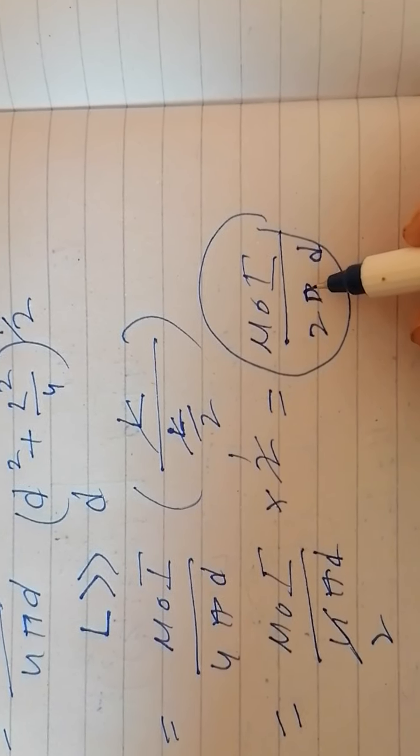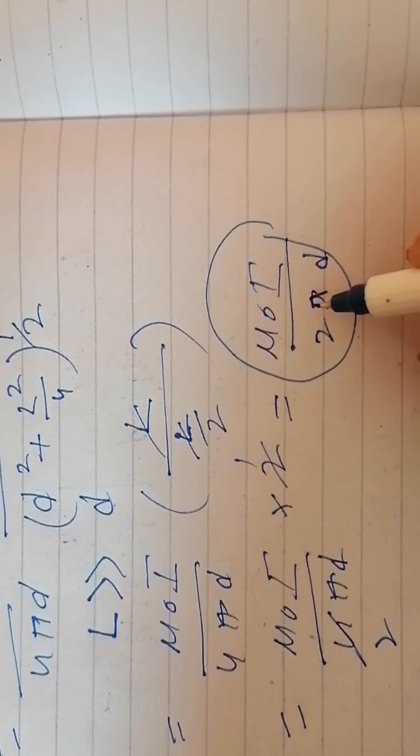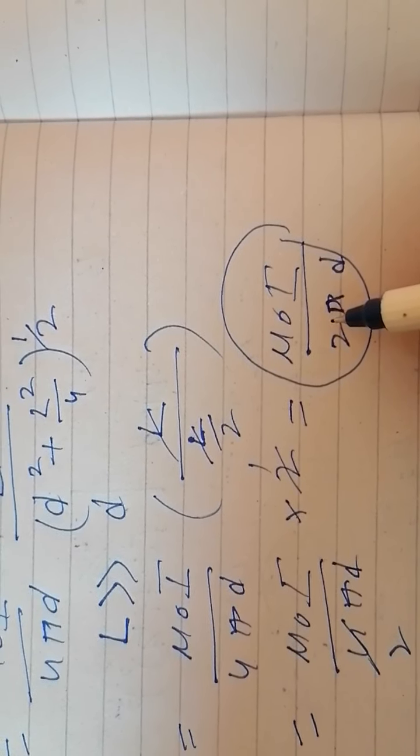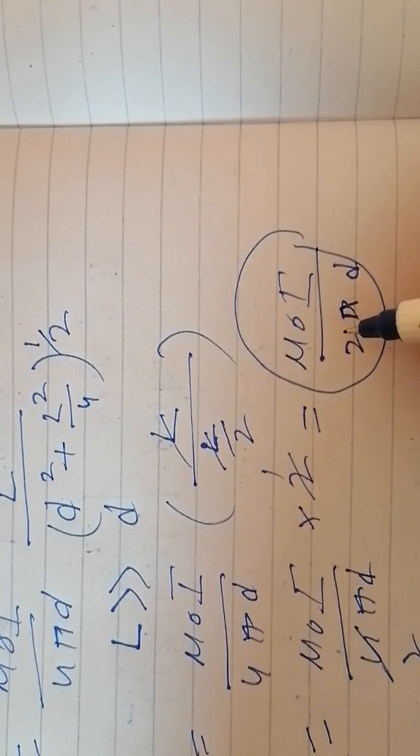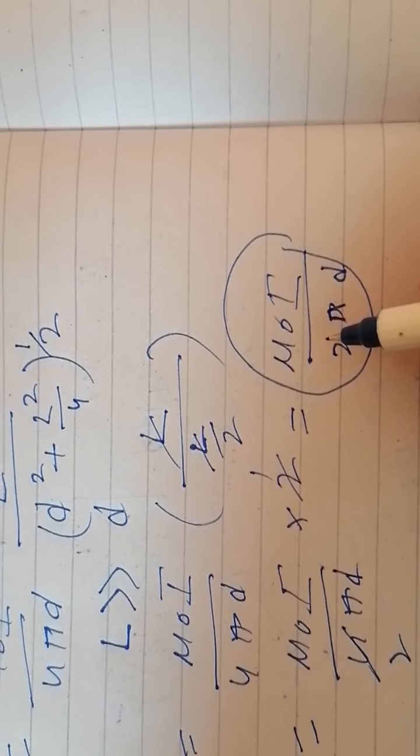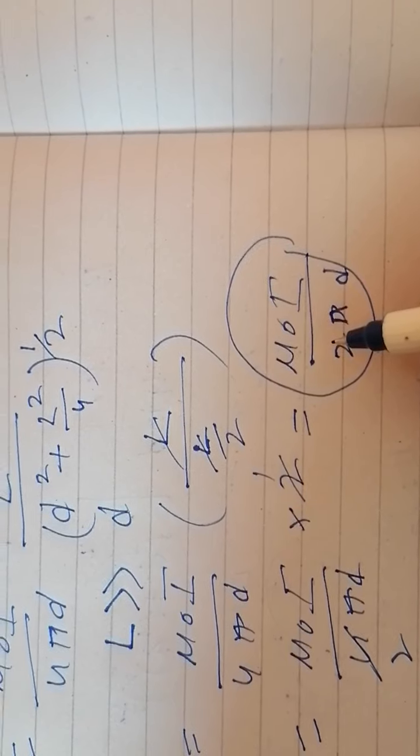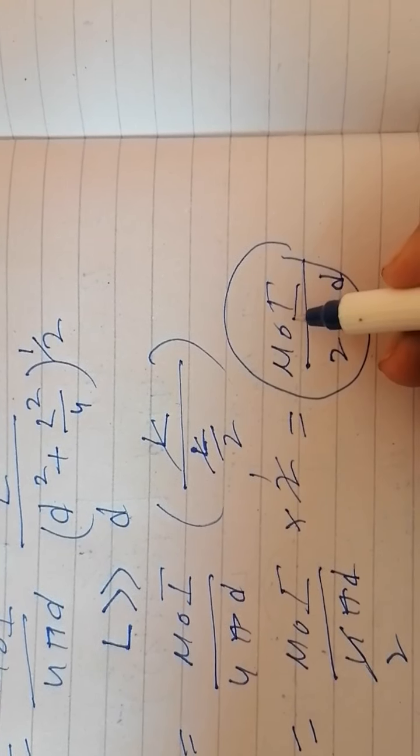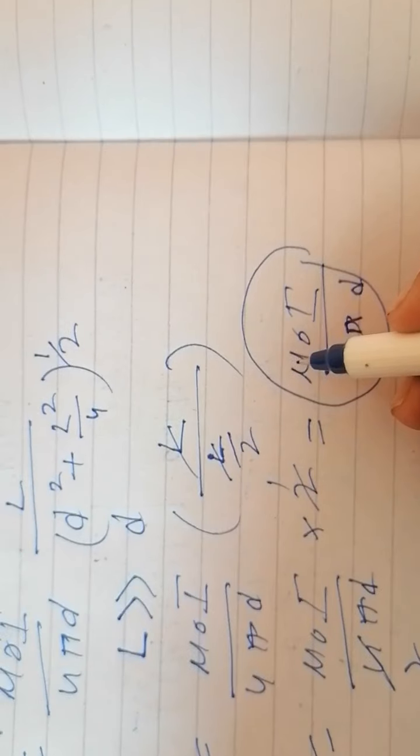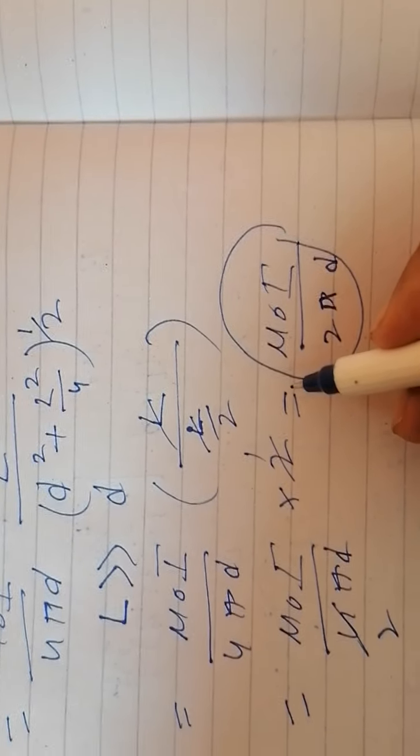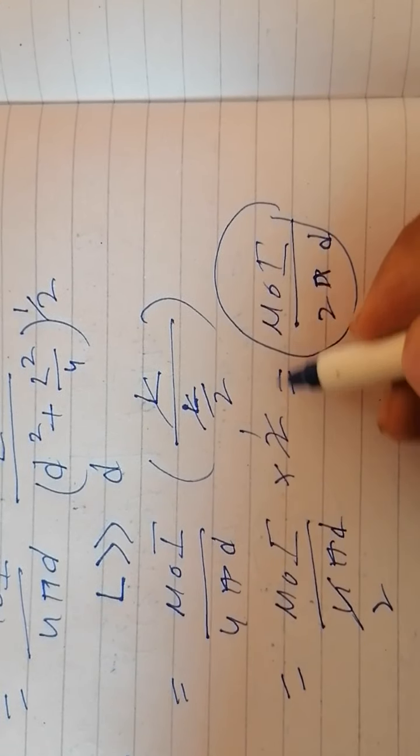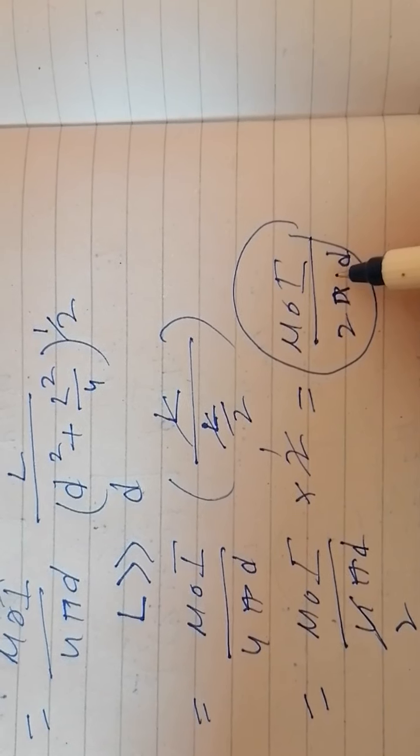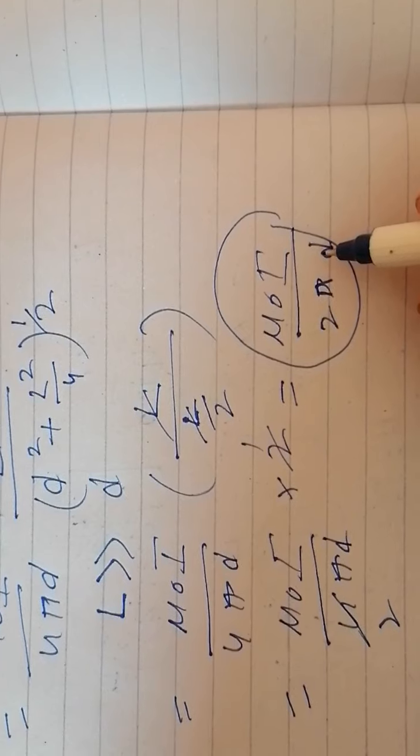We have already derived such an expression when we had a line charge. In that case also the electric field varied with the distance d, and in this case also the magnetic field varies with I and the distance d.